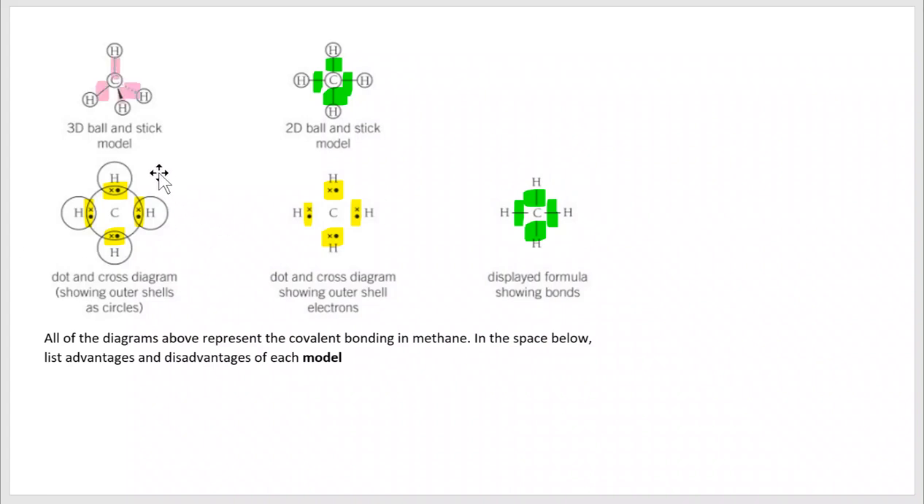The final one, the 3D ball and stick model, we've got a line coming out of the paper and a dotted line to represent going into the paper. And that simply shows that these are not 2-dimensional structures. This is 3-dimensional in space. Not hugely important at GCSE, but it is something that's worth being aware of.